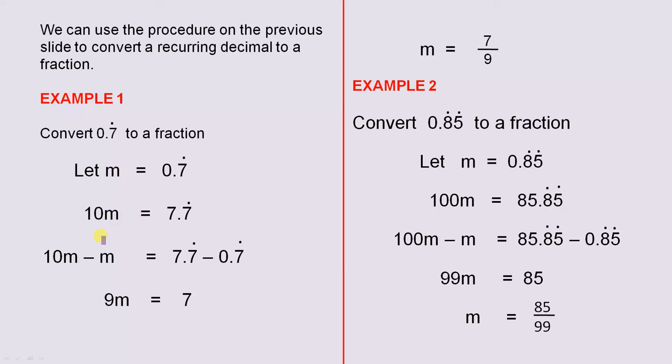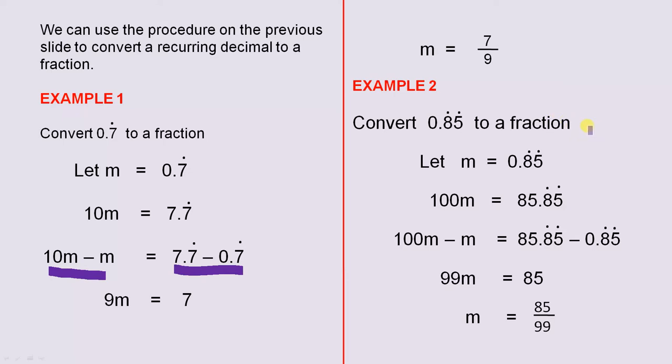Therefore 10m minus m, which is here, will be that minus that, which is here. That simplifies to 9m. That simplifies to 7. Therefore 9m equals 7. Divide both sides by 9, which gives us m equals 7 over 9. So 0.7 recurring is actually 7 over 9.